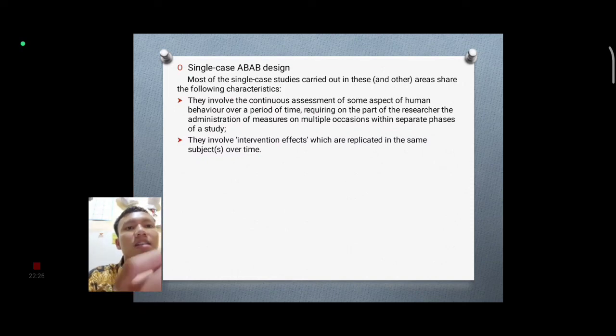Most of the single case studies in this and other areas share the following characteristics. First, they involve the continuous assessment of some aspect of human behavior over a period of time, requiring on the part of the researcher the administration of measures on multiple occasions within separate phases of the study. Second, they involve intervention events, which are replicated in the same subject over time.